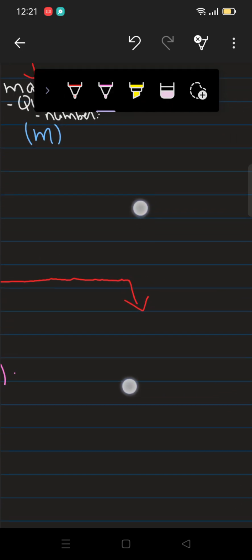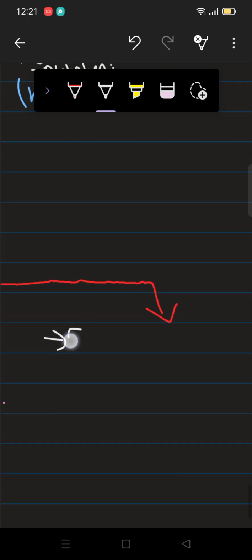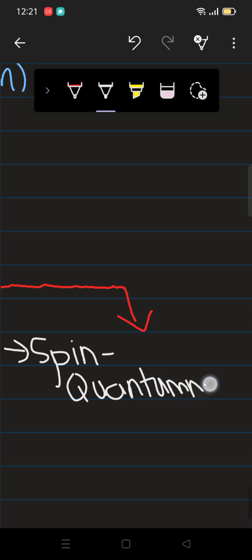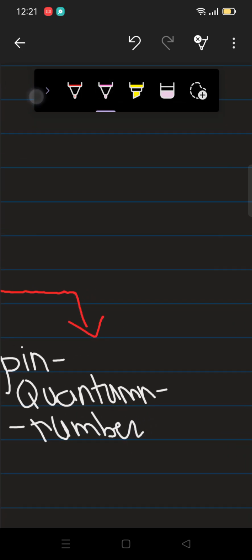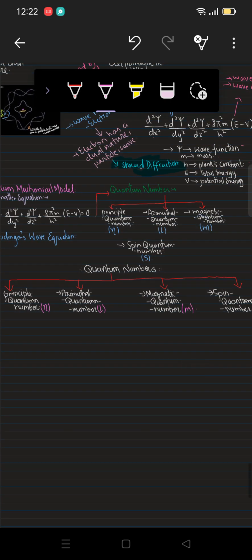And last but not the least, the spin quantum number, which we did not get with the help of this equation. However, we have four quantum numbers, and this one tells us about the spinning of the electron, whether it would be moving anticlockwise or clockwise. So the spin quantum number is represented with the letter s. So I have written here four quantum numbers: the principal quantum number, azimuthal quantum number, magnetic quantum number, and spin quantum number.